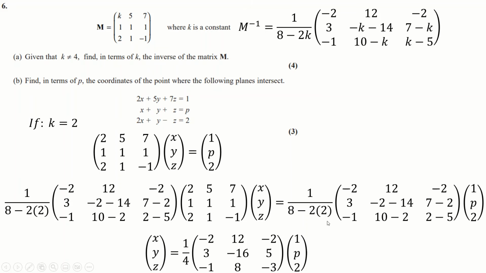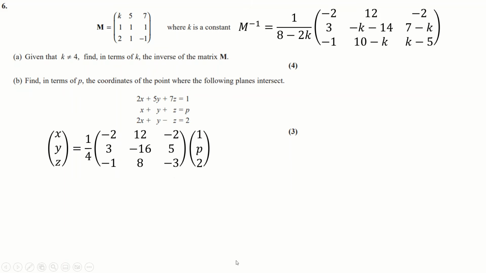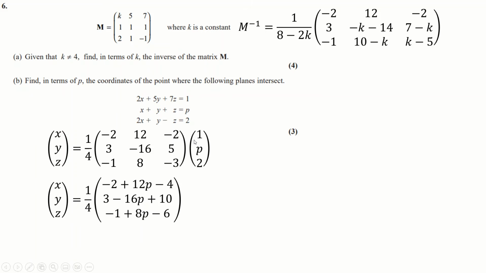I've simplified this up as well, obviously replacing k with 2, because that's what we need to do. And we get this, and of course we can just multiply these two things out. This times 1, this times p, this times this line, and then this line times this is this line, and so on, and then just divide everything by 4 if you want to.